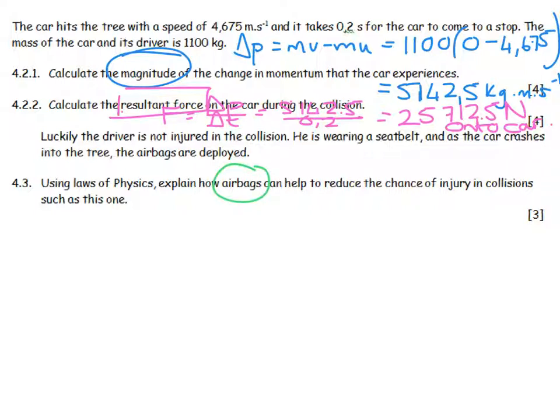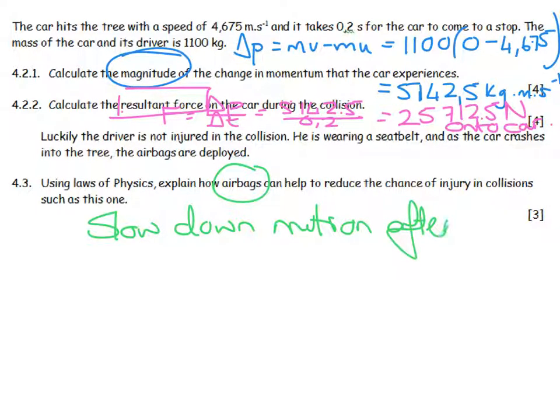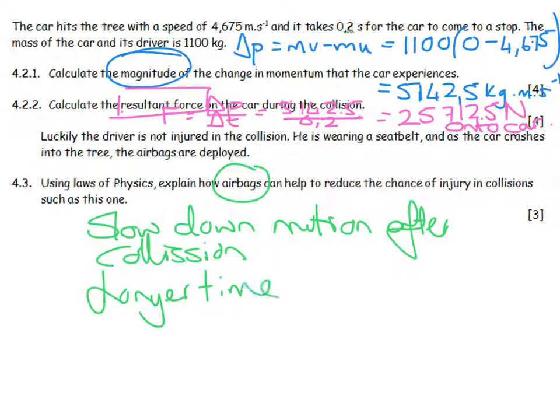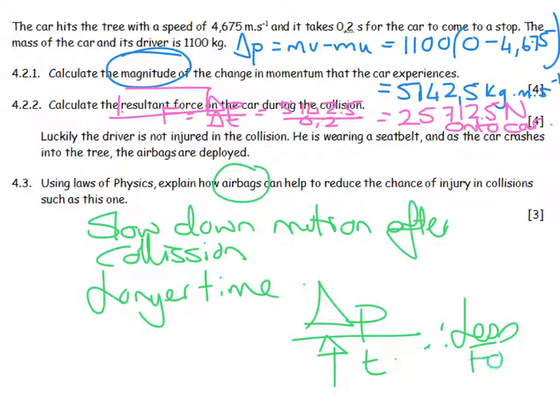What do airbags do? Airbags slow down motion after collision. That's what they actually do. You still end up hitting the dashboard, but you just do it over a longer period of time. Longer time. You have exactly the same change in momentum, but because the time is longer, therefore less force.